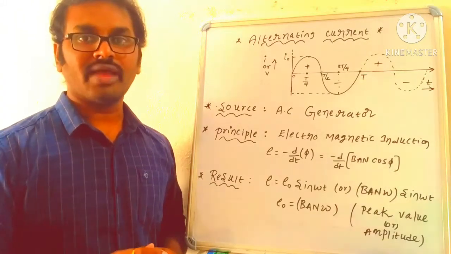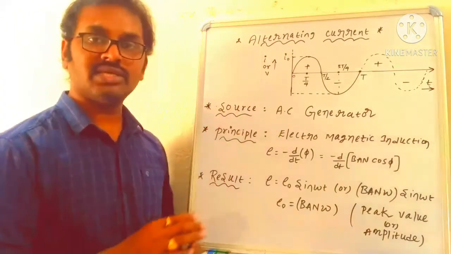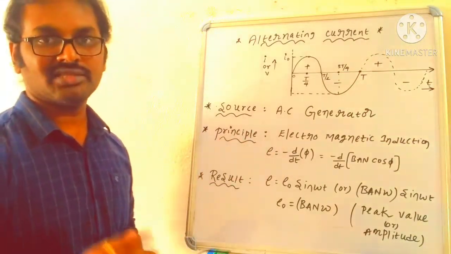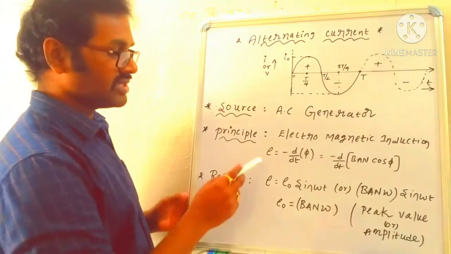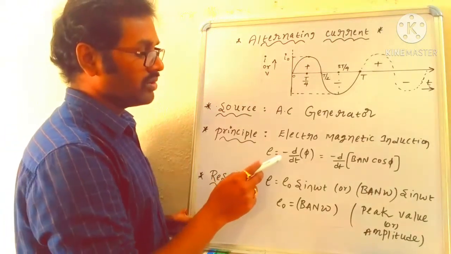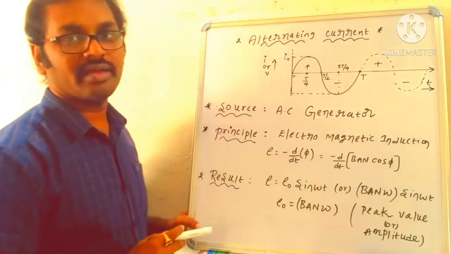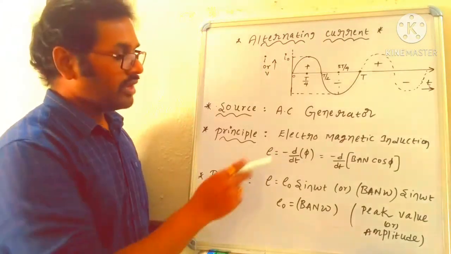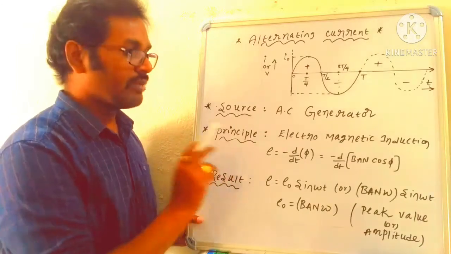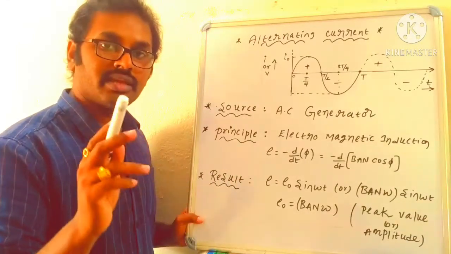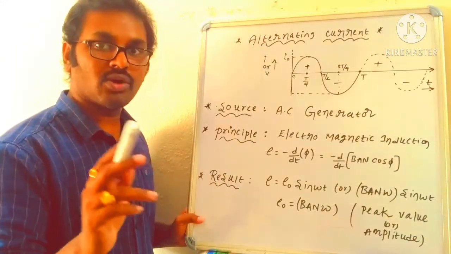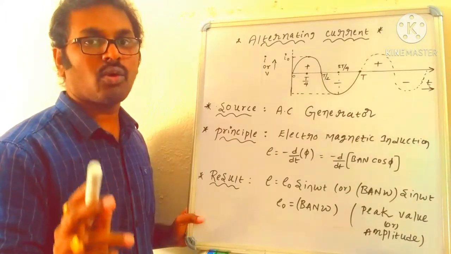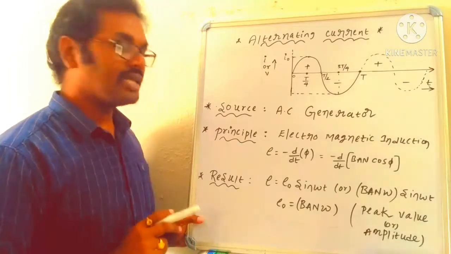So the main source of alternating current is the AC generator, and the principle involved is electromagnetic induction, Faraday's second law. You can see E is equal to minus d by dt of phi, where phi is the flux linked with the coil. If the flux is constant, the induced EMF is 0. Whenever there is a change in flux, either increasing or decreasing, an EMF is always induced in the coil, which gives the alternating current.